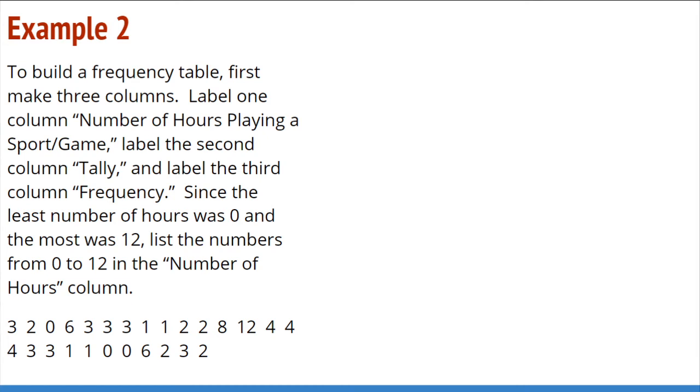So to build a frequency table, first we're going to make 3 columns. We're going to label one column the number of hours playing a sport or a game. We're going to label the second column the tallies, and we're going to label the third column the frequency. And our rows are going to start with 0 and go to 12. 0 is our least, all the way up to 12 was our highest. So this would be a great time to pause the video and construct your table.